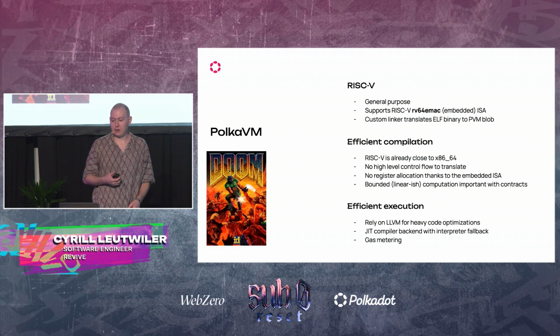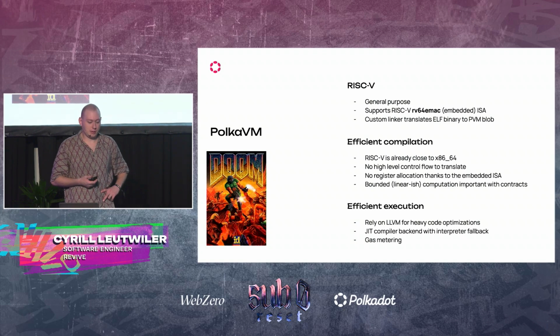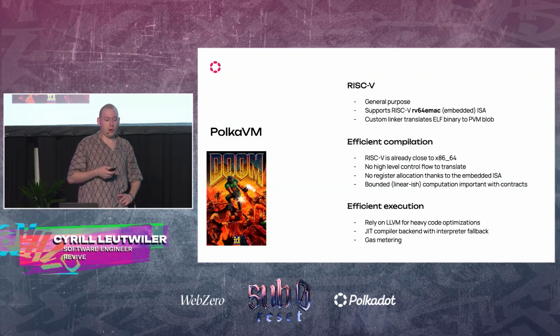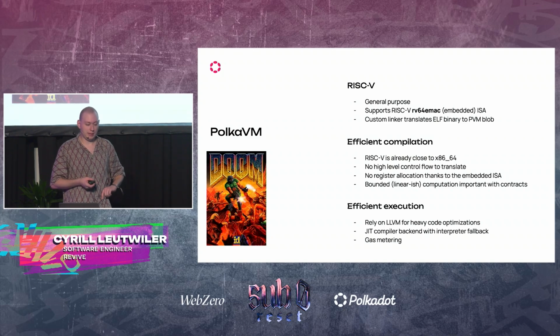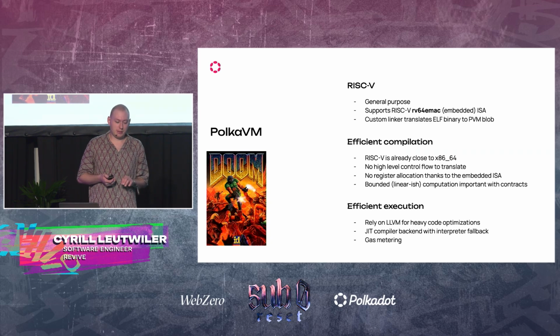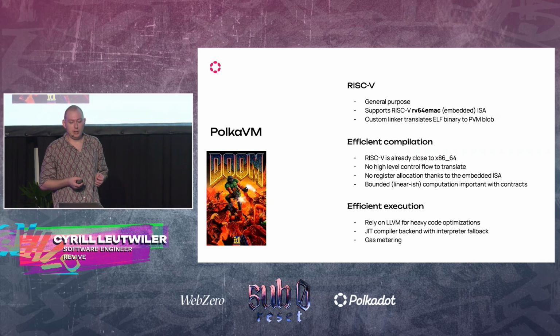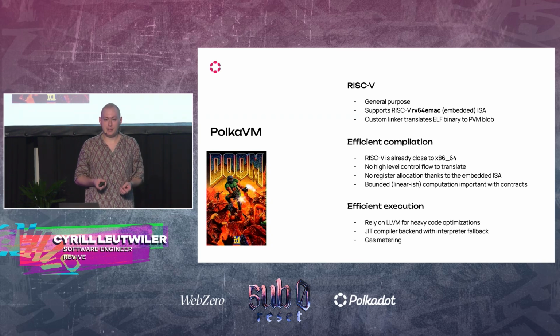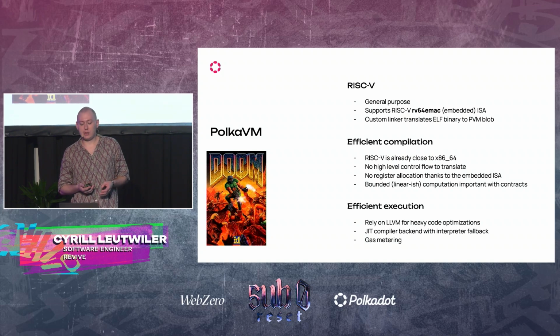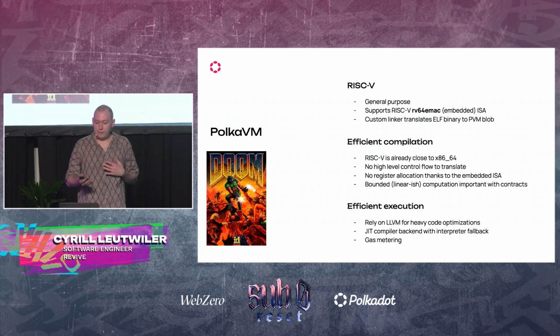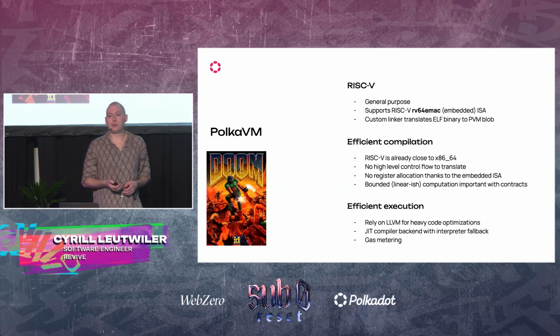RISC-V is an open instruction set architecture. And PolkaVM is quite fast in comparison to other contract runtimes. So why is that? The groundbreaking thing here is that we are using the RISC-V embedded instruction set architecture. And this is important because the embedded instruction set architecture has only 16 registers, which is roughly what regular computers have. So in x86 or ARM, you have 16 CPU registers.